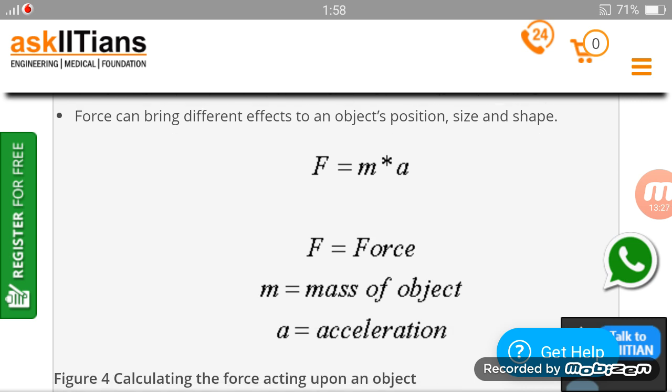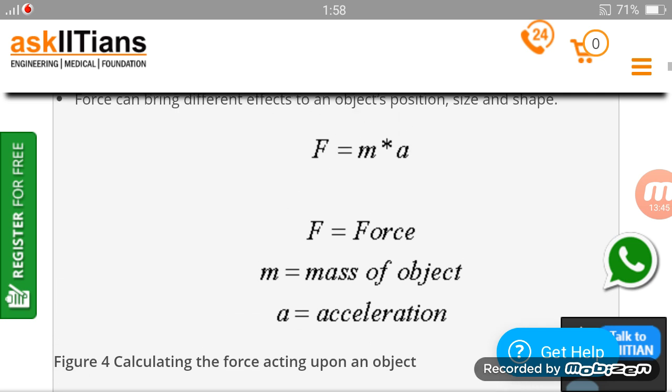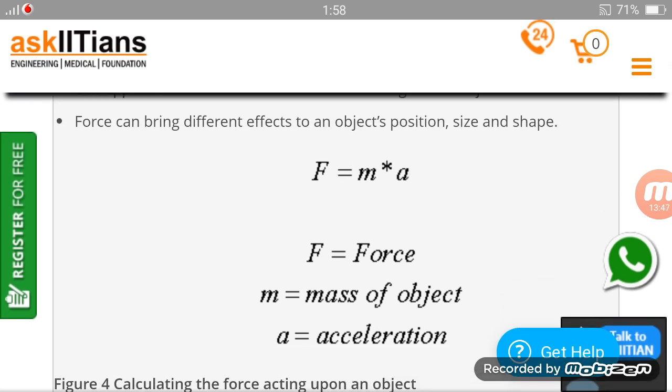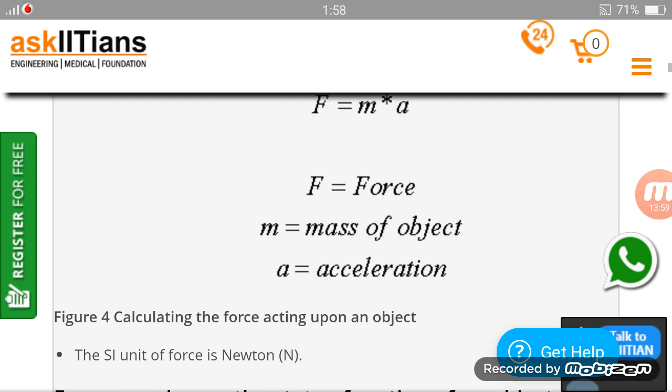The next point is force can bring different effects to an object's position, size and shape. It can affect the position of the object, it can move the object, and it can affect the size and shape of the object also. Now these formulas are there. Force is equal to mass into acceleration, F is equal to force, m is equal to mass of the object, and a is equal to acceleration.